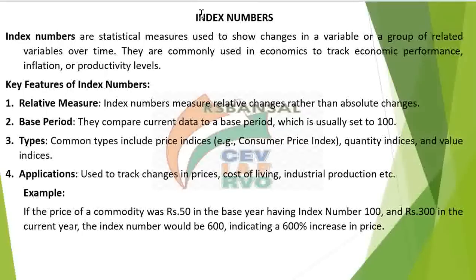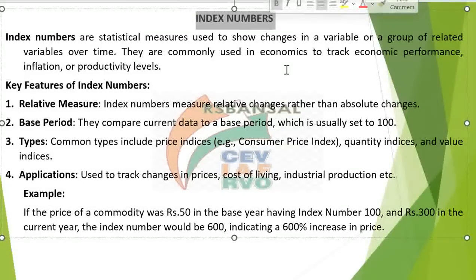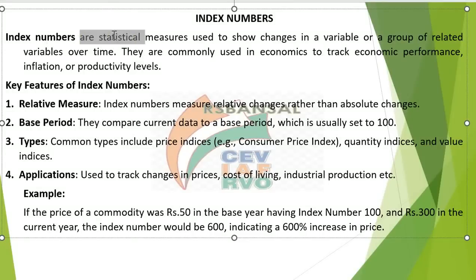Next is index number. All of you know what an index number is. You have been using these numbers in capital gain valuation. So, what are index numbers basically? These are statistical measures used to show changes in a variable or a group of related variables over time. They are commonly used in economics to track economic performance, inflation, and productivity levels.